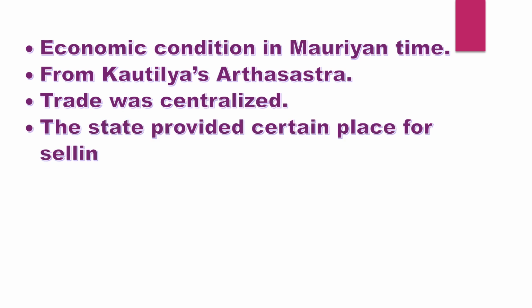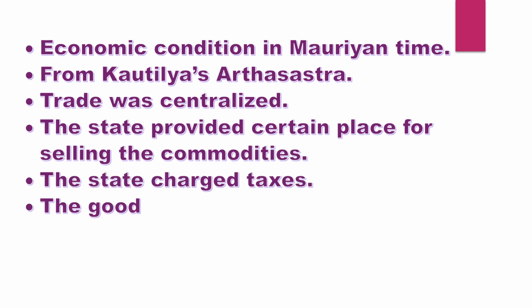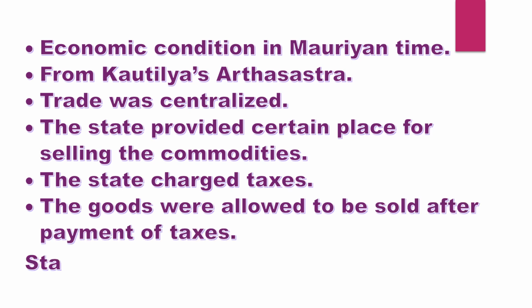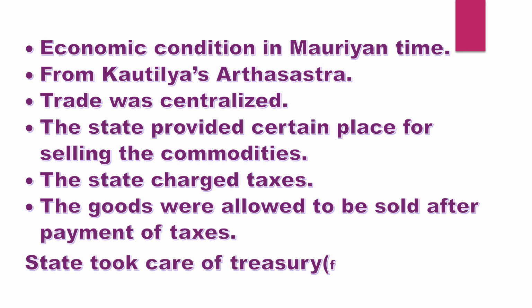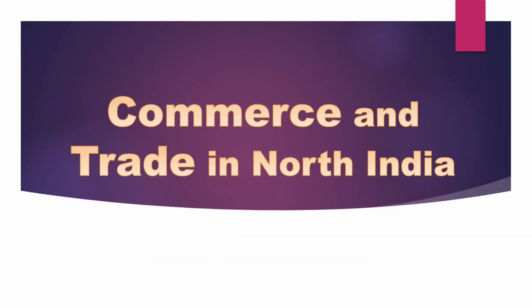Trade was centralized. The state provided certain place for selling the commodities. The state charged taxes. The goods were allowed to be sold after payment of taxes. State took care of treasury. Treasury, when we say it means the funds, taxation, industry, commerce, and agriculture. Now let's look at the commerce and trade in North India.